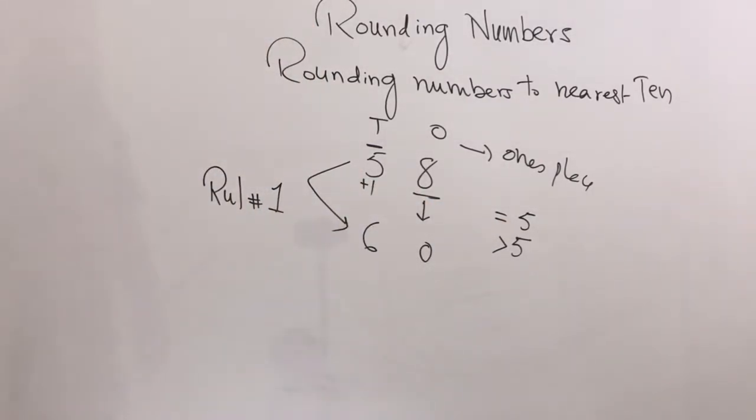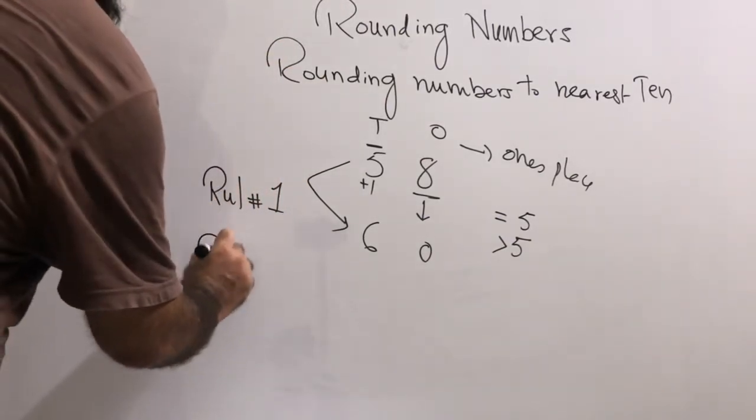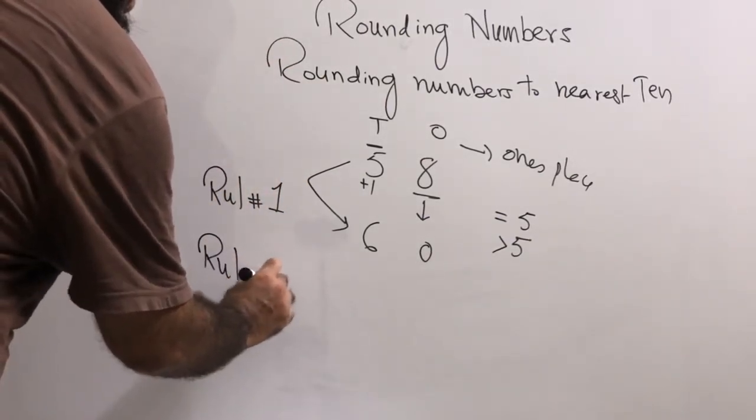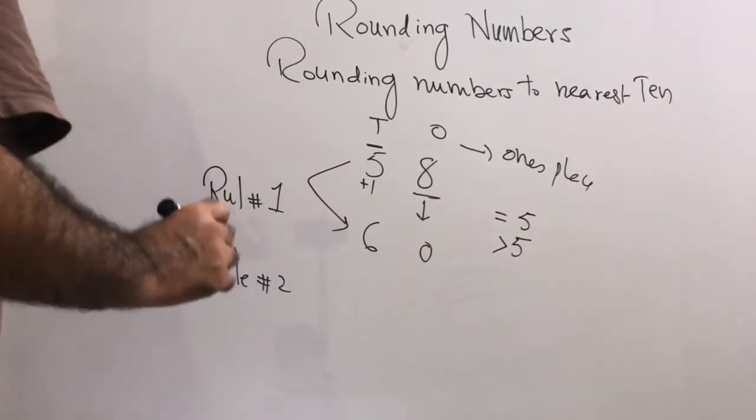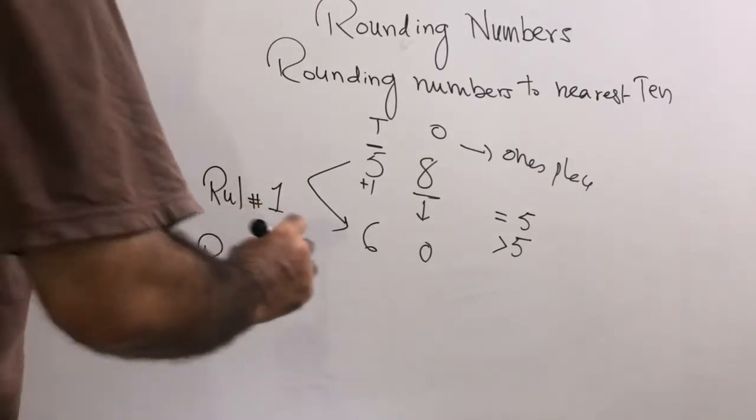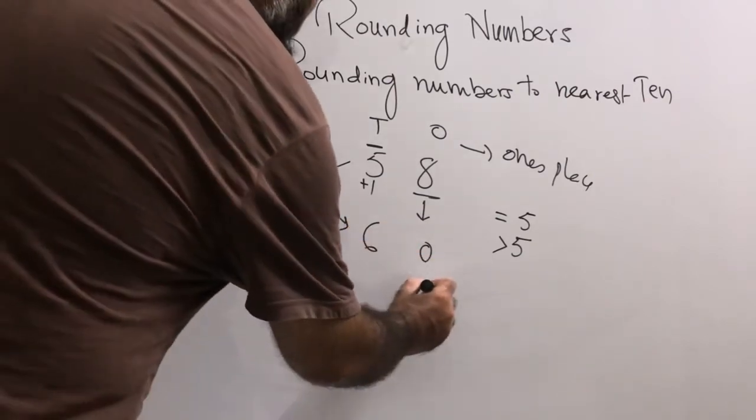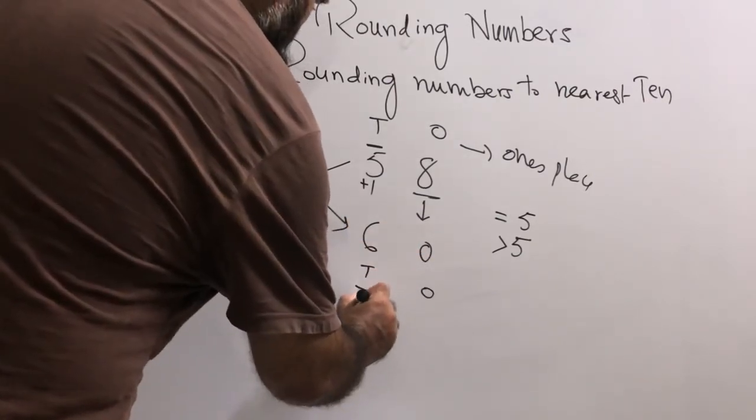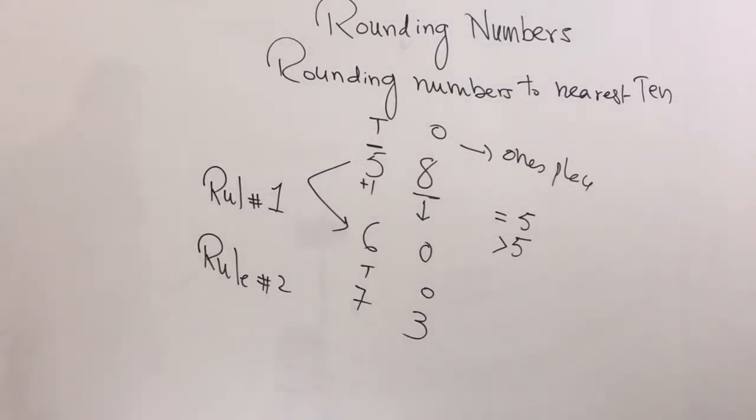Okay, now we will apply rule number 2. They say in the same question she bought a handbag for $58, a pair of shoes for $73. Now we have the second question. This is ones, this is tens. $73 is the number. We need to round this number to nearest 10.